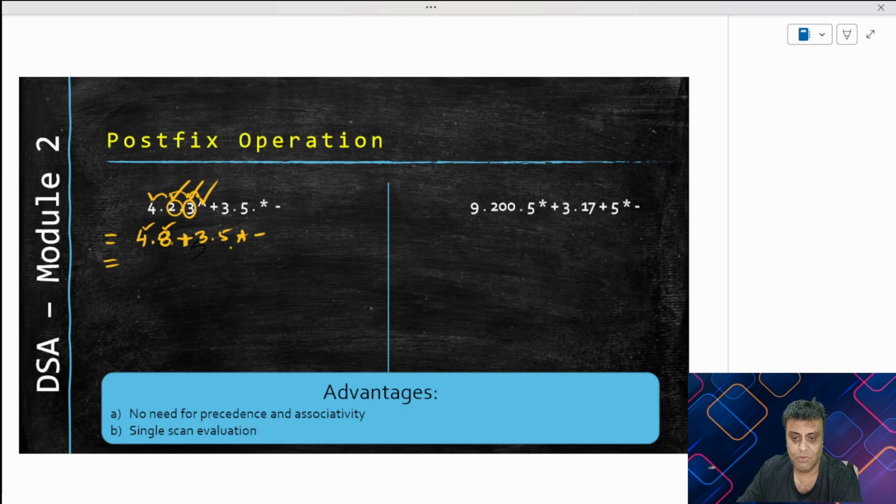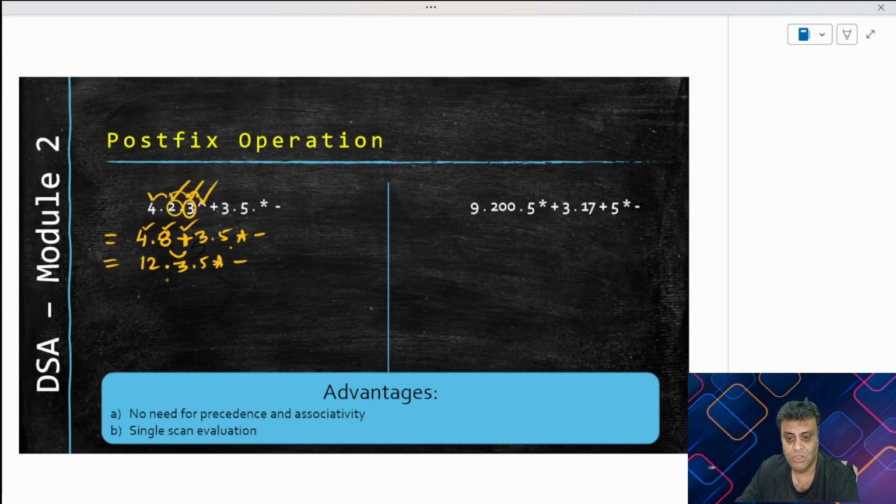So what do we see? We move to the next step. We see a plus, right? If you see an operator, you will apply that operator to the previous two operands. So what happens? 8 plus 4 is 12, right? Write 12 and then write 3 because plus is already taken care of. So write 3 5 star minus, right?